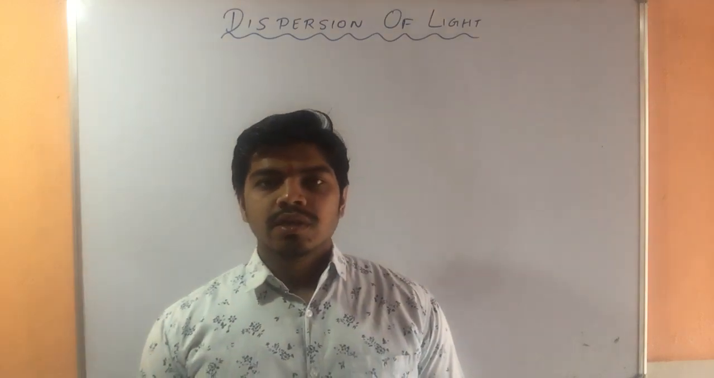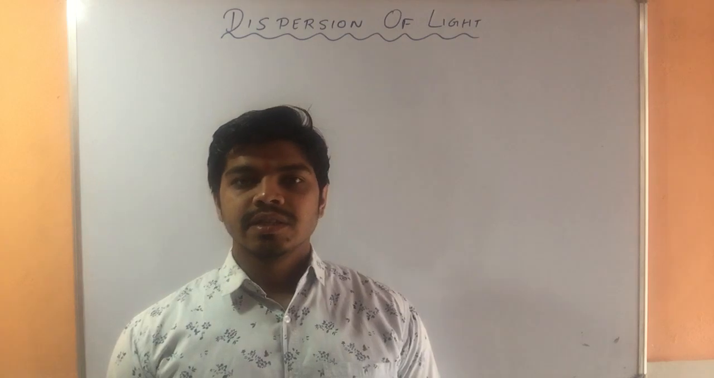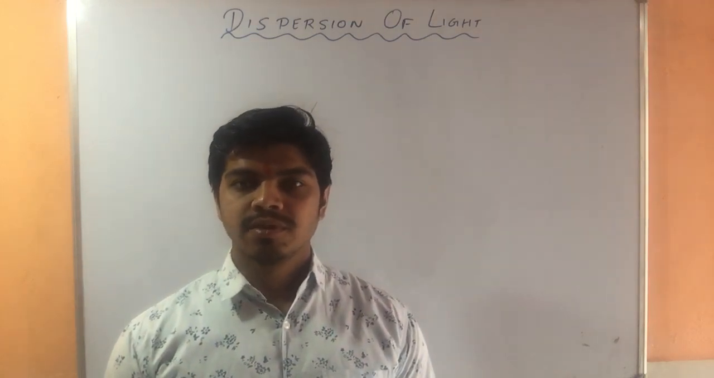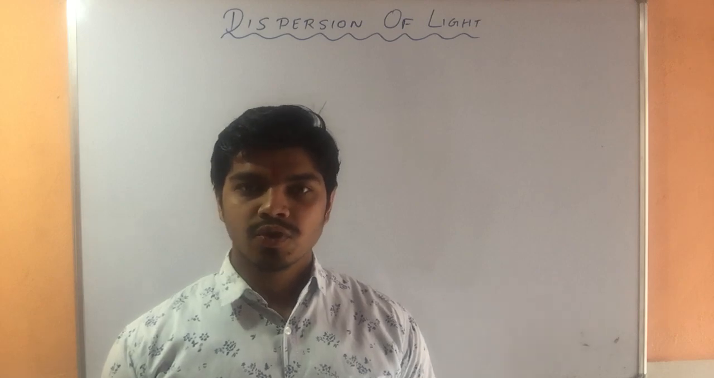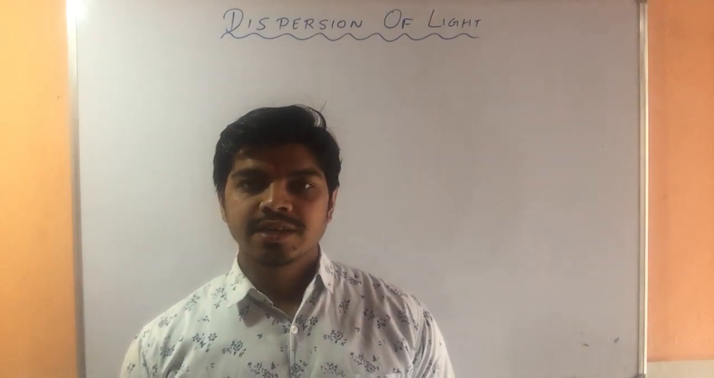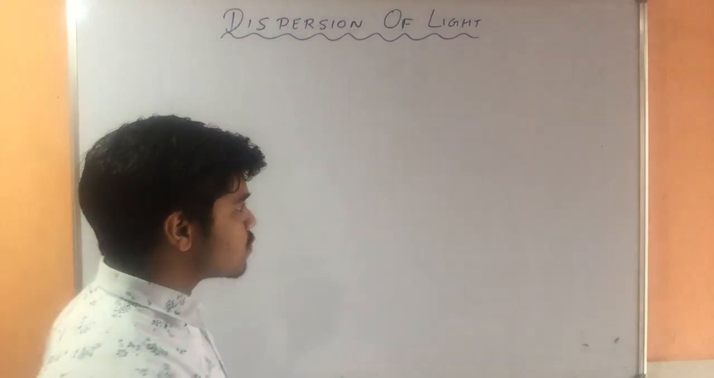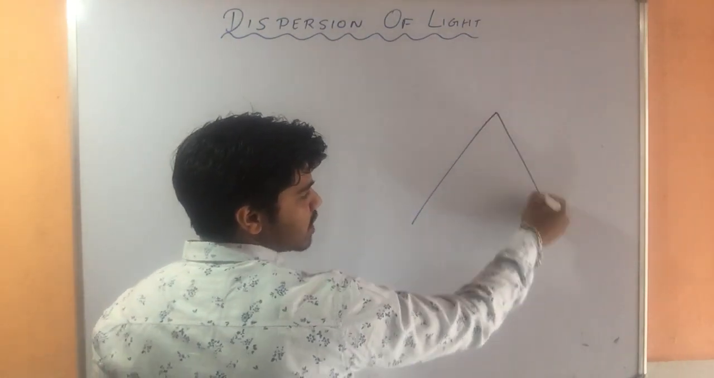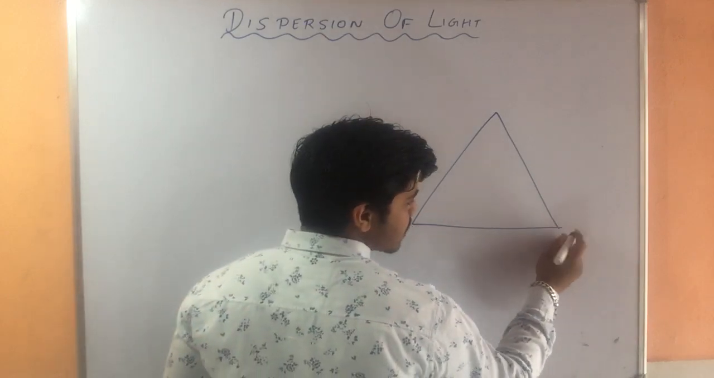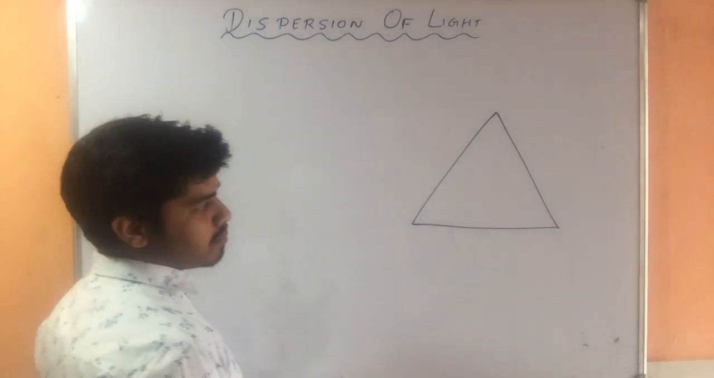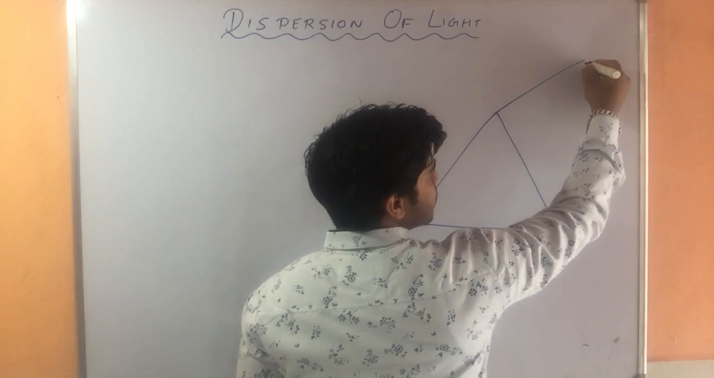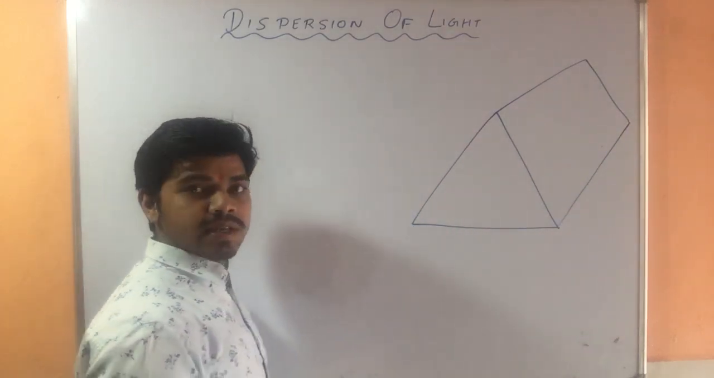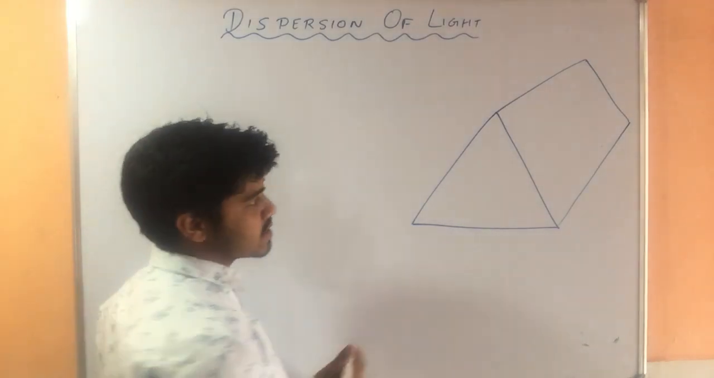So students, the first scientist that used a glass prism for describing the dispersion phenomena was Isaac Newton. So students, first of all we have to study about a prism. What is a prism? A prism basically has three rectangular faces and two triangular faces.